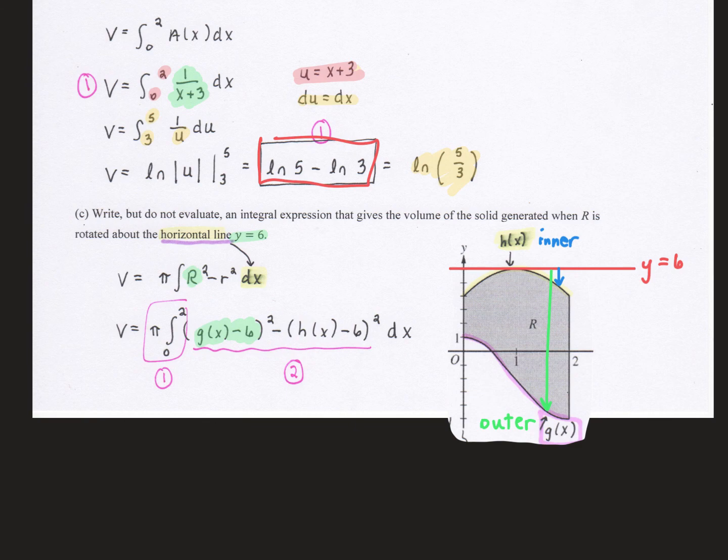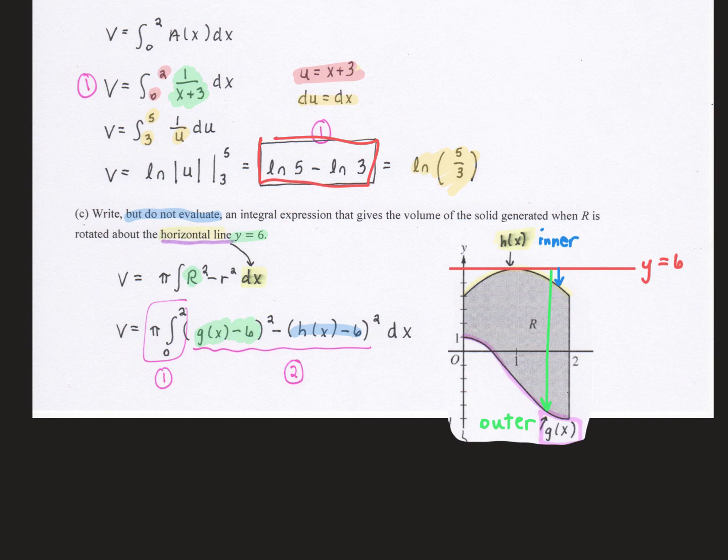So my outer radius is g of x, and I have to subtract to offset that axis of rotation squared. So this is my big R squared minus, and then my inner radius is h of x. And again, I have to offset for that axis of rotation of y equals 6. So my inner radius is h of x minus 6 squared dx. I was told I don't have to evaluate this, so I just leave it just like that.